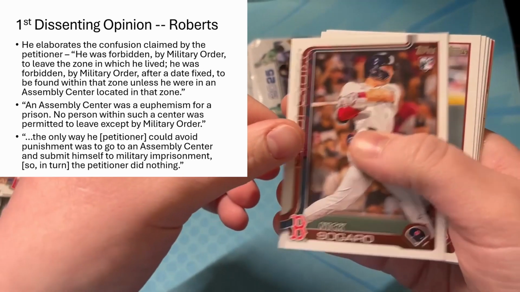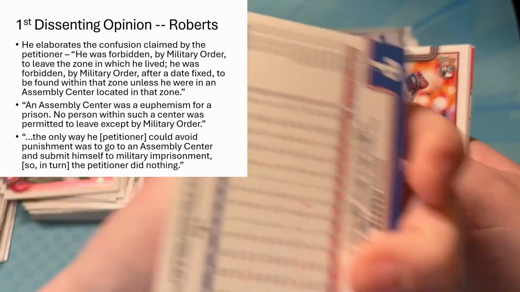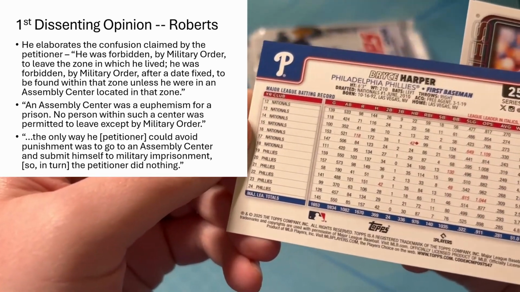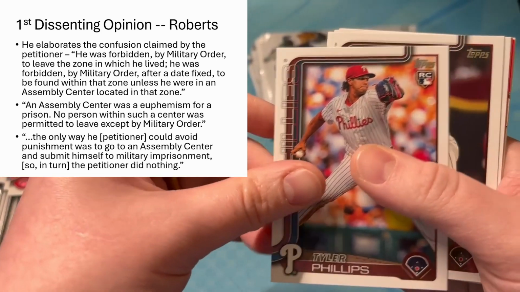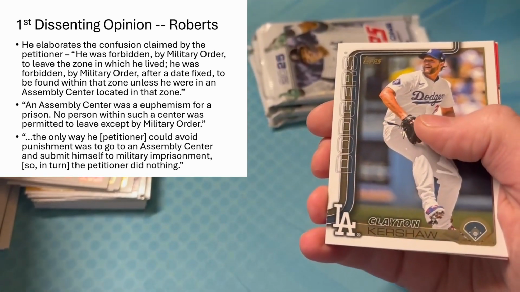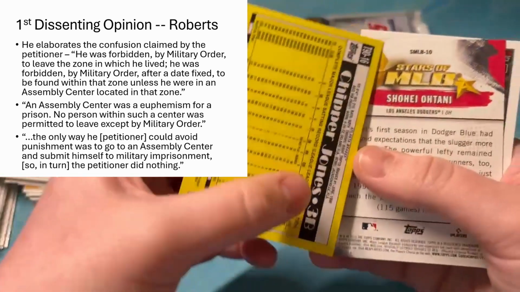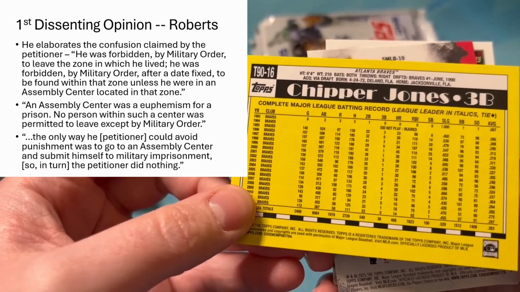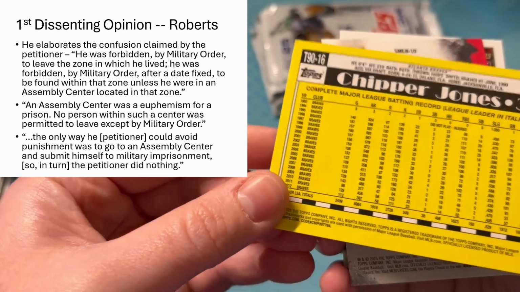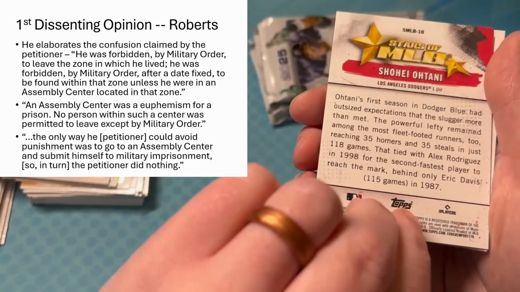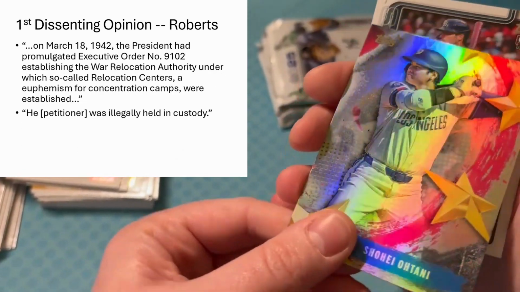An assembly center was a euphemism for a prison. No person within such a center was permitted to leave except by military order. So again, he brings this up as internment, concentration, prison. There's a bunch of different words, but they can't leave. Okay, so it's prison. The only way he, petitioner Fred Korematsu, could avoid punishment was to go to an assembly center and submit himself to military imprisonment. So in turn, the petitioner did nothing. Fair. If we were in that position, we'd probably do the same thing.